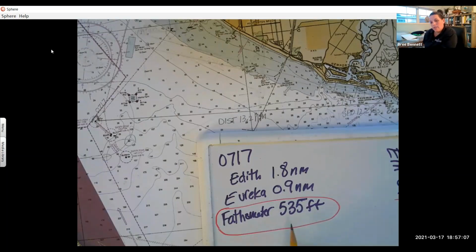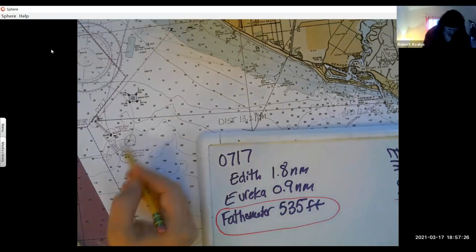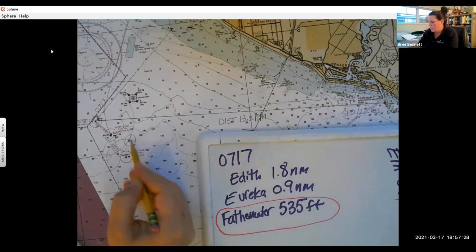Now, given that my fathometer reads 535, which sounding would I be looking for? So you'll be over by where the 89 fathoms are. Right. Yes, we are looking at this one.